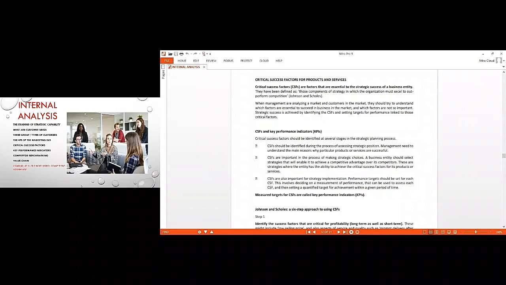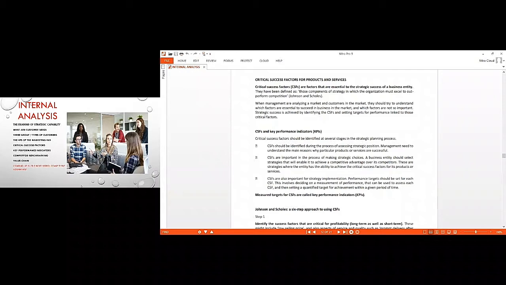They are also important in strategic implementation. They are important in measurement of performance. In fact, measurement of performance must be built on critical success factors. And the measurability side of it is what we call key performance indicator.